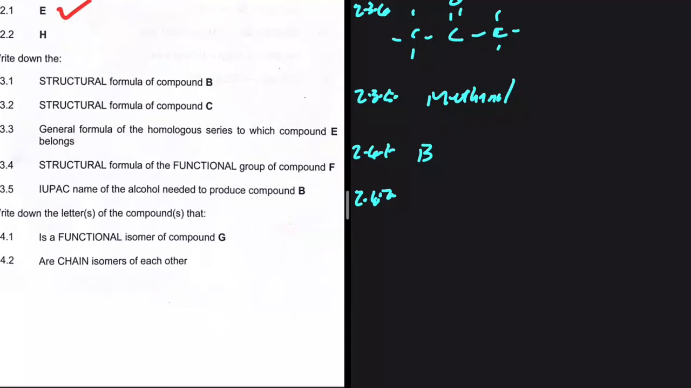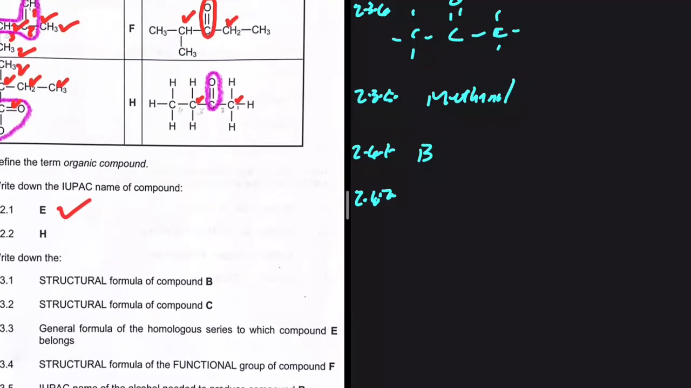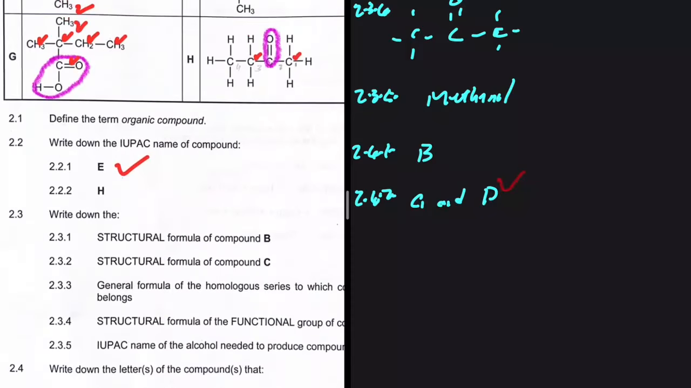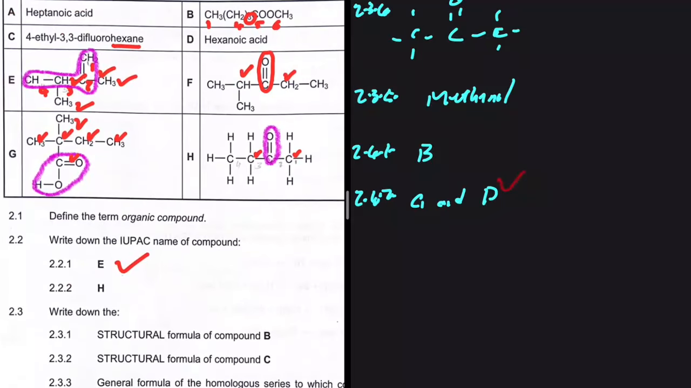And then 2 compounds that are chain isomers of each other. G and D. D is hexanoic acid. It is a straight line hexanoic acid. And compound G is an acid with 6 carbons, so they should be chain isomers of each other. Same molecular formula, just different chains.